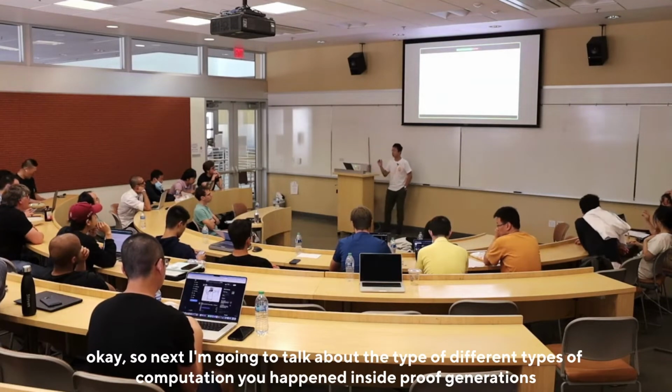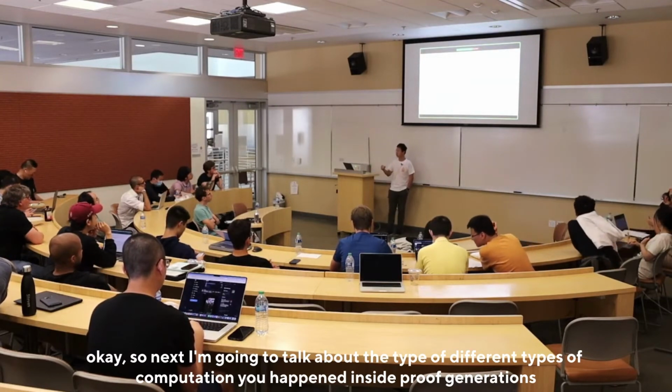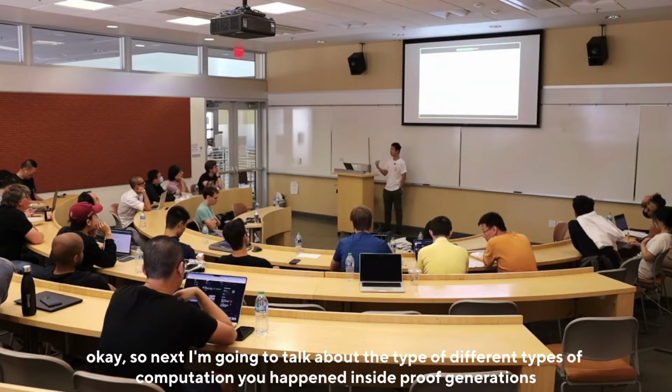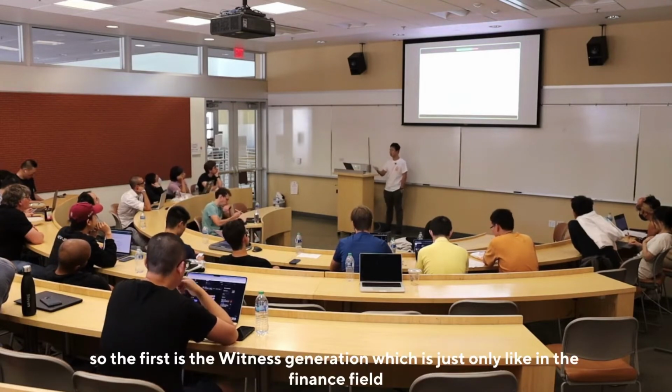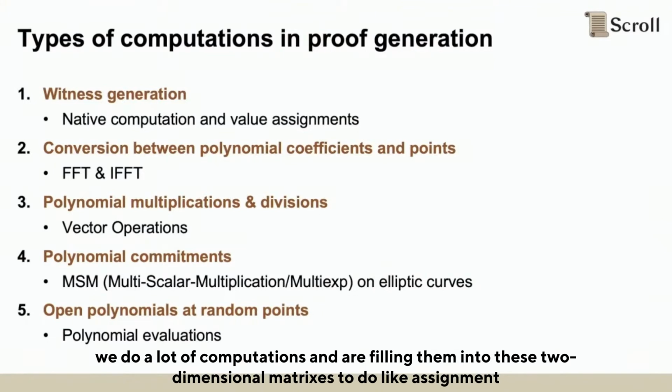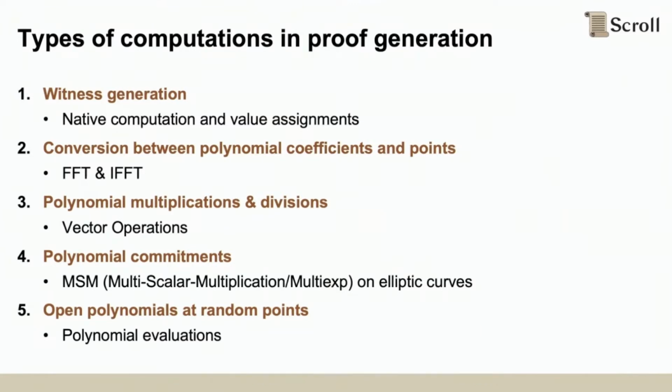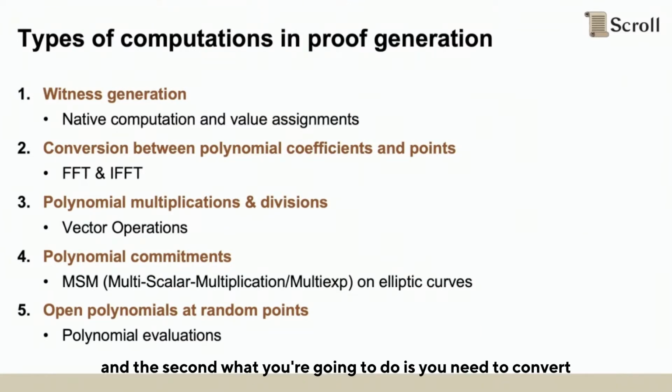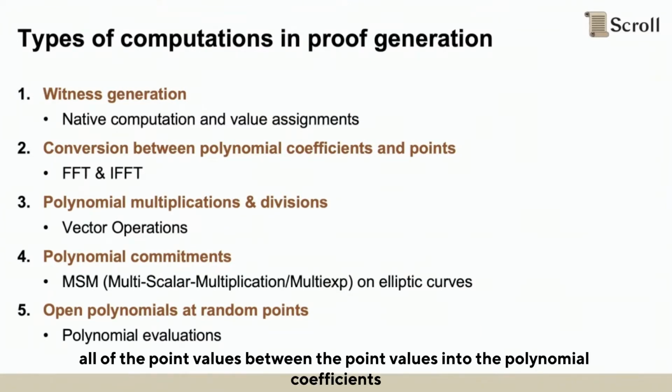Okay. So next, I'm going to talk about the different types of computation that happen inside proof generation. The first is the witness generation, which is only in the finite field, where you do a lot of computations and then fill them into these 2-dimensional matrices to do an assignment. And then second, you need to convert all of the point values into the polynomial coefficients.